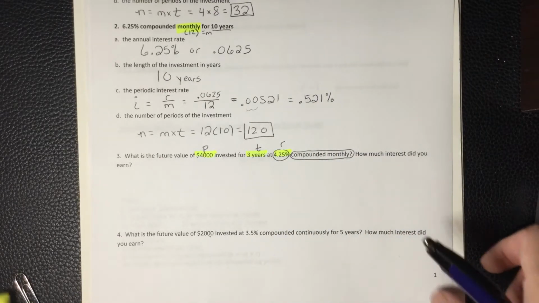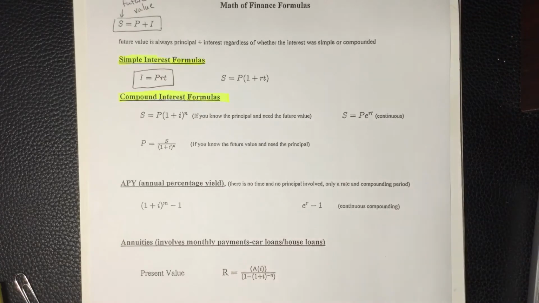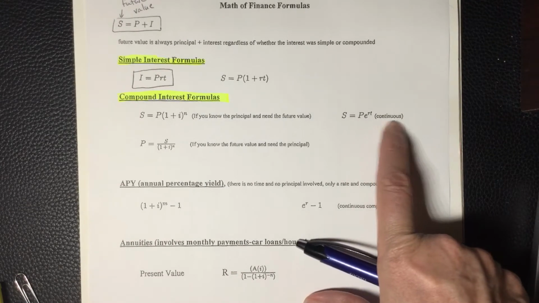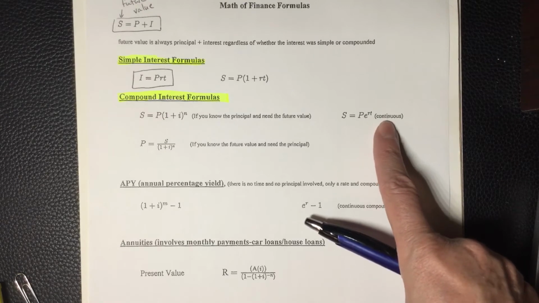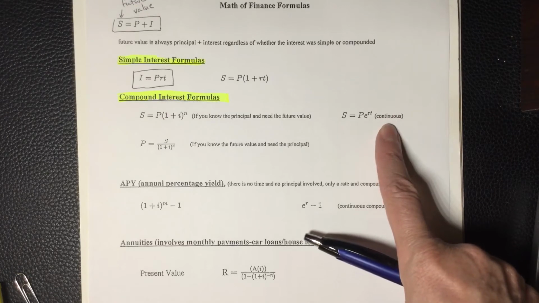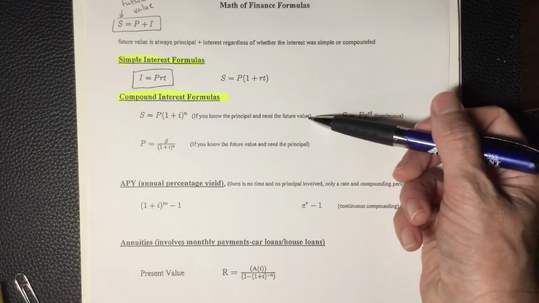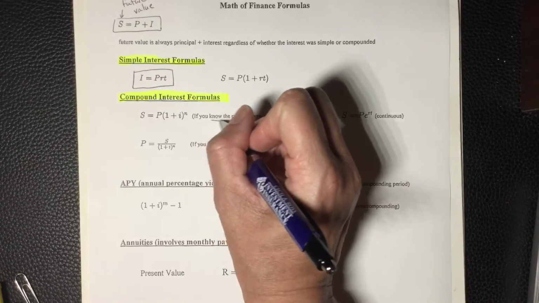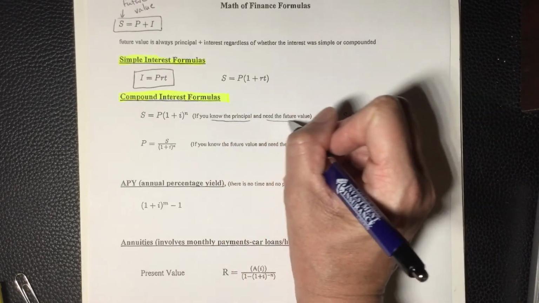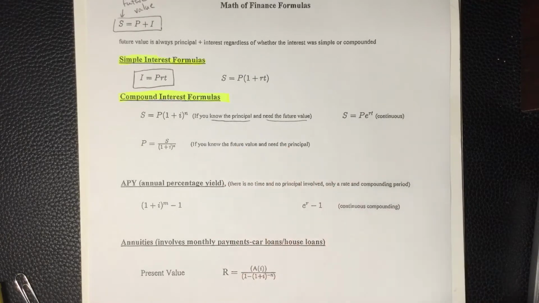So when we go to our formula chart, we've got several formulas for compound interest. So here are the 3 formulas. This one over here, notice it says continuous. We will only use this when we see continuous interest in the problem itself. I didn't see that word, so this one's out. So we have to pick between these two. We use the first one if we know the principal and need the future value. And we use this one if we know the future value and need the principal.